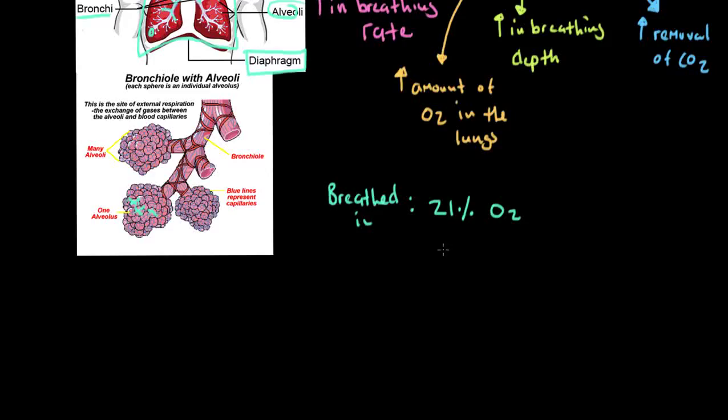But look at this one. We've got 0.03% of the air is CO2. So this is a really tiny proportion of air. So once we've breathed it in and we've processed it in our lungs, what's it like when we breathe it out? So breathed out air, or expired air, what is that made up of?